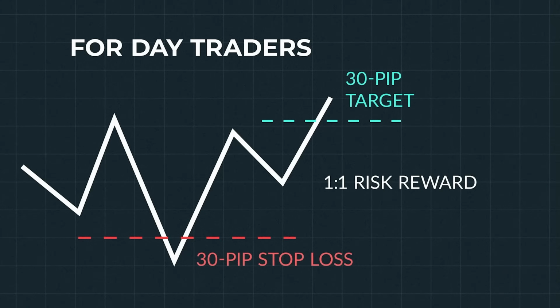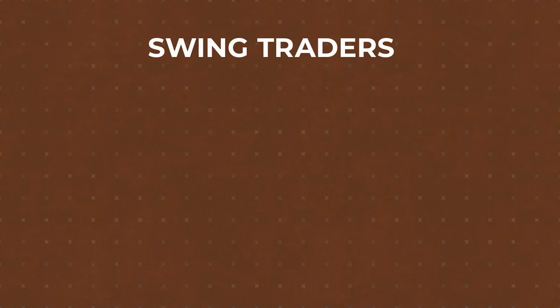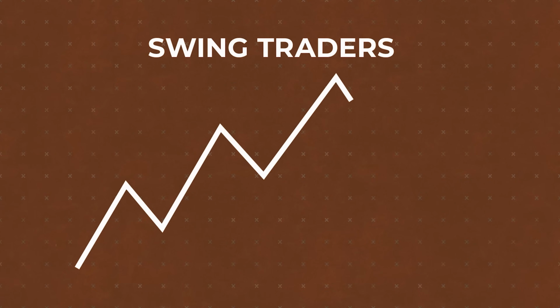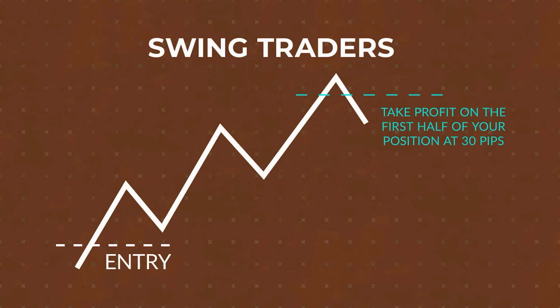precisely small moves efficiently. Swing traders, on the other hand, can use the same initial parameters but with a twist. When the trade moves in your favor, take profit on half of the position at 30 pips, then move your stop to break even to neutralize the risk on the remainder of the position.